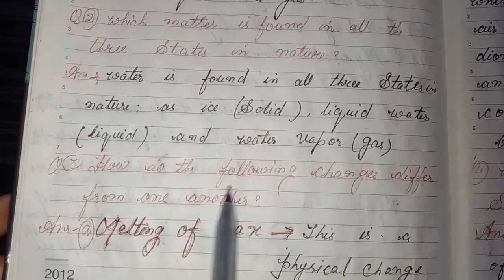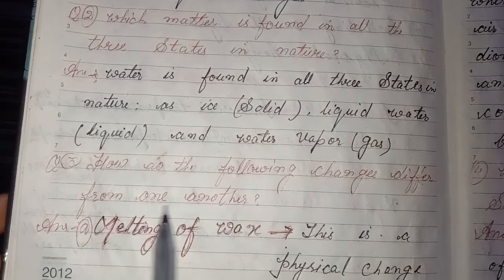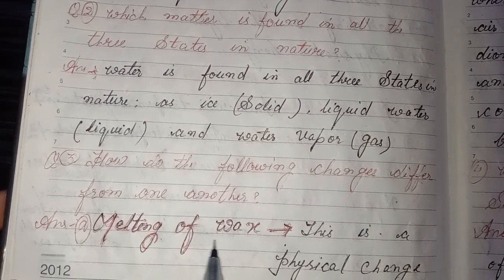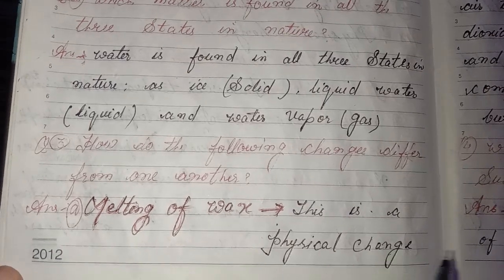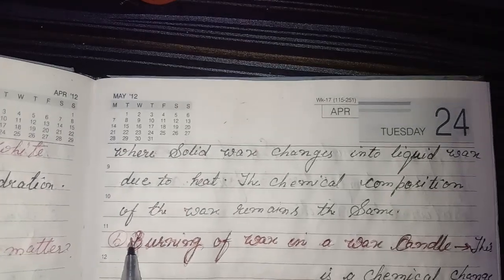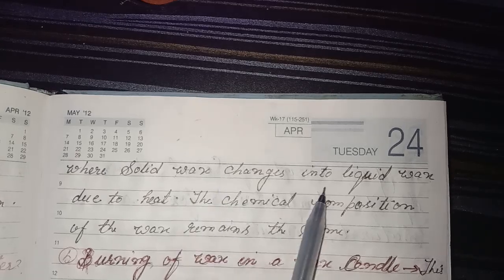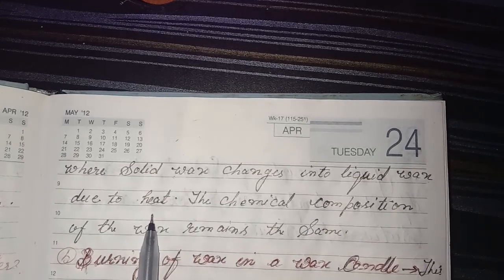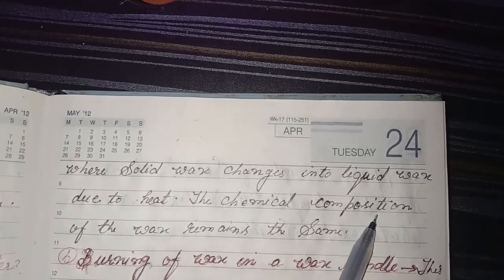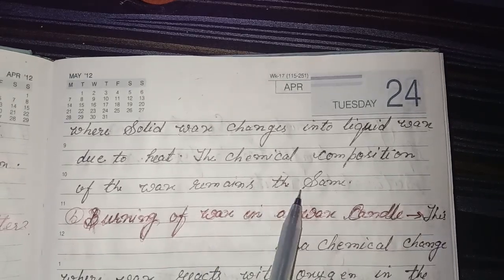Three, how do the following changes differ from one another? A, melting of wax. This is a physical change where solid wax changes into liquid wax due to heat. The chemical composition of the wax remains the same.